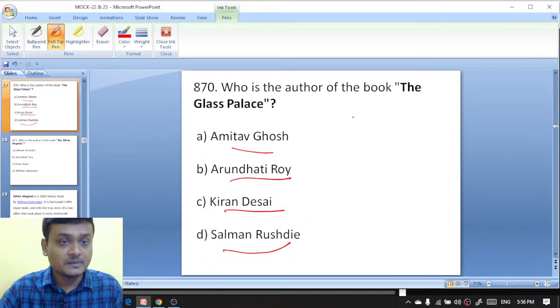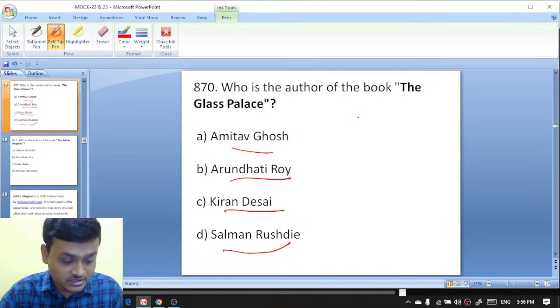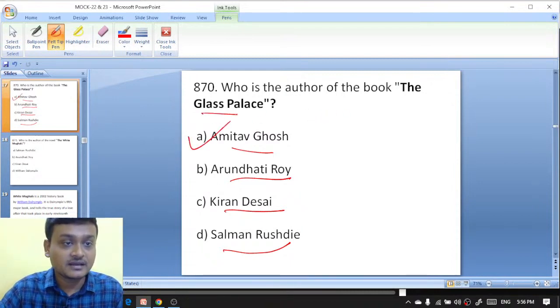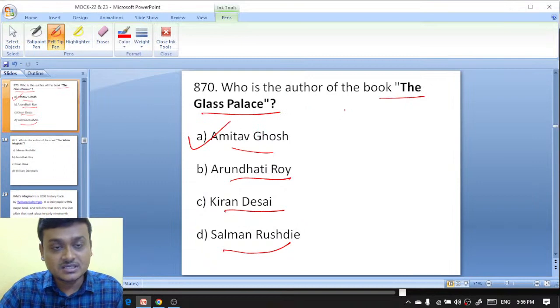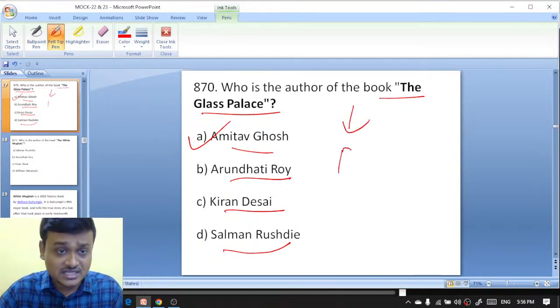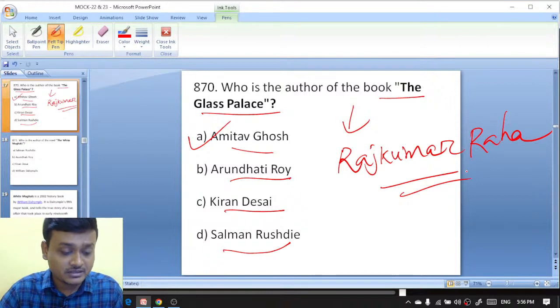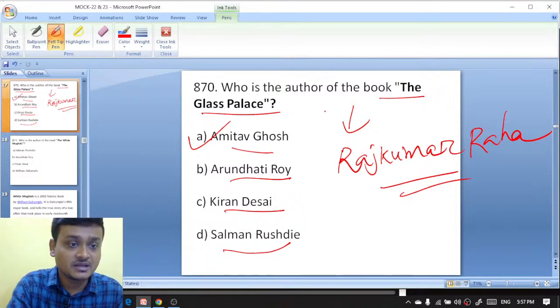So it is Amitabh Ghosh actually. It is not Salman Rushdie. Amitabh Ghosh has written The Glass Palace. Its protagonist is Rajkumar Raha. Rajkumar Raha is the main protagonist of this novel, The Glass Palace, written by Amitabh Ghosh.